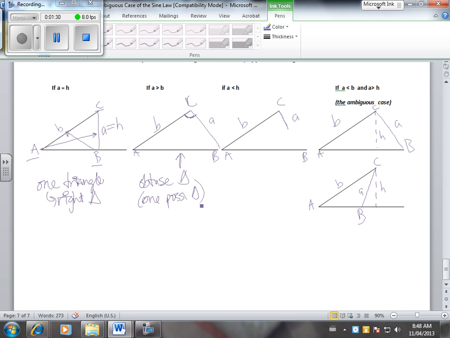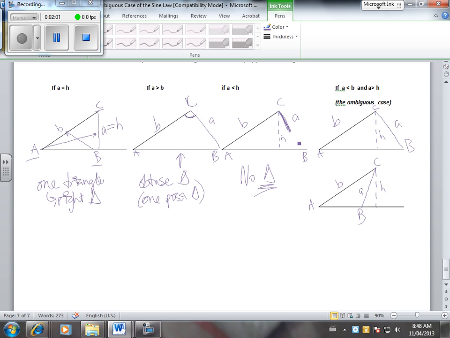If A is less than H, so here you have H, okay? If A is less than H, and again, I think the side was 3 centimeters, then you do not have a triangle. Okay, and you can see that. Look at A ends right here. A triangle has to be an enclosed shape with 3 sides, and it's not enclosed because you have this open area right here. And then we have the ambiguous case.